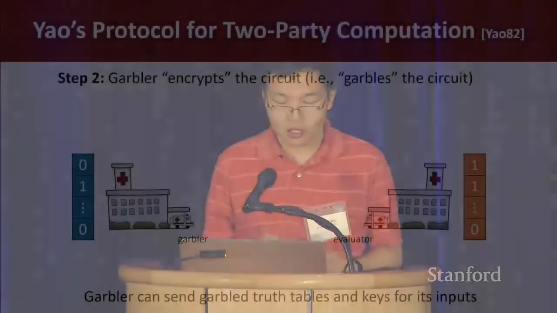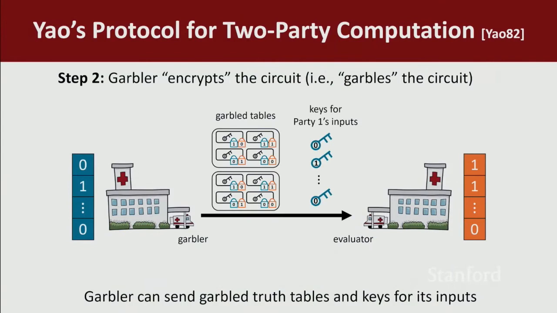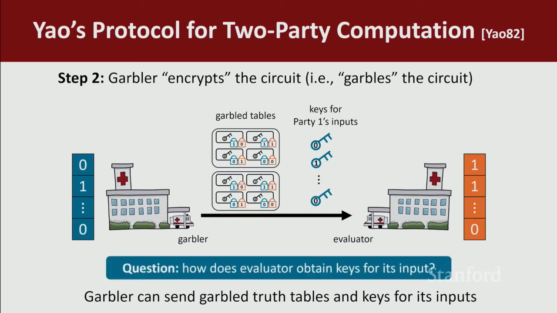Okay? So the overall protocol will roughly go as follows. The garbler is going to prepare its garbled circuits, and it's going to send the garbled tables as well as the keys for its input to the evaluator. There's one more step that's missing here. How does the evaluator obtain the keys for its input? Because the evaluator also participates in the computation, it needs to provide some set of keys in order to actually decrypt the entries in these garbled tables and compute the responses.